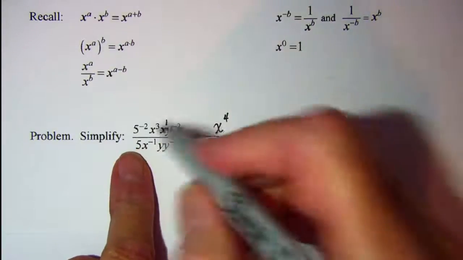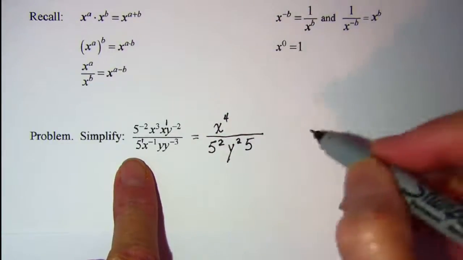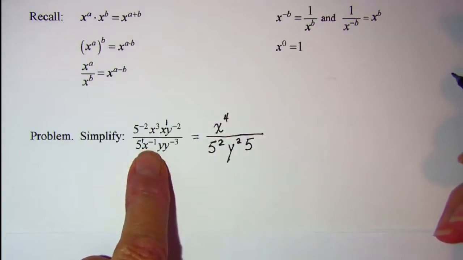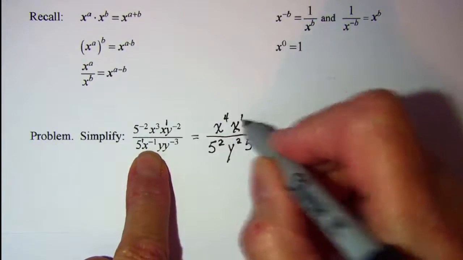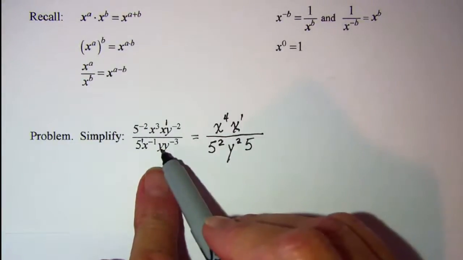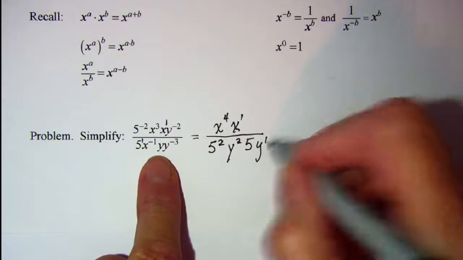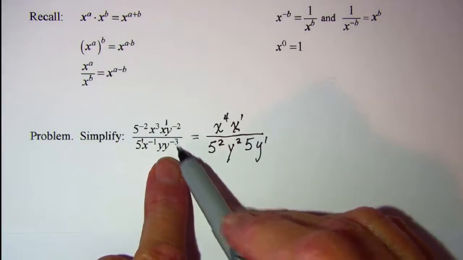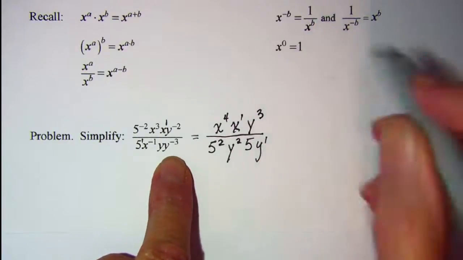Now this 5 is to the first power, so I can just write 5. It's not going to get moved. This factor is x to the negative 1, so I'll move that up to the numerator and make it x to the positive 1. And then this y right here is to the first power, I'll just copy that in the denominator. And then this y is to the negative 3. I'll move that up to the numerator and make it y to the positive 3.